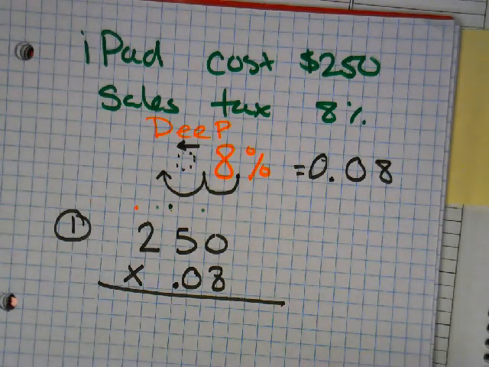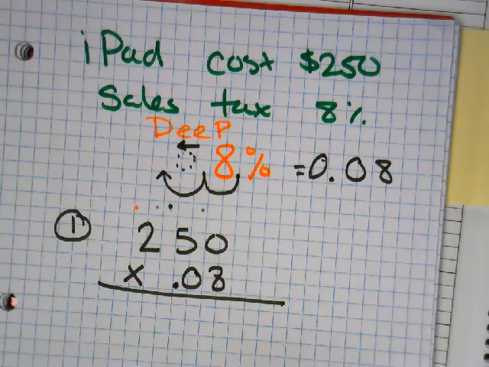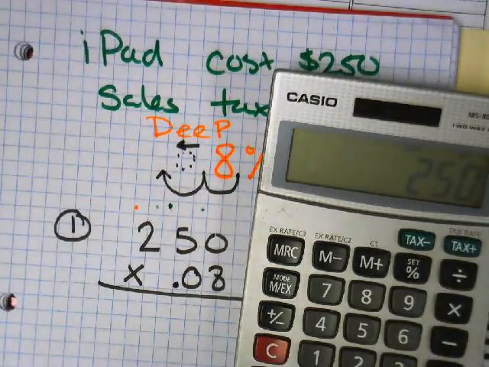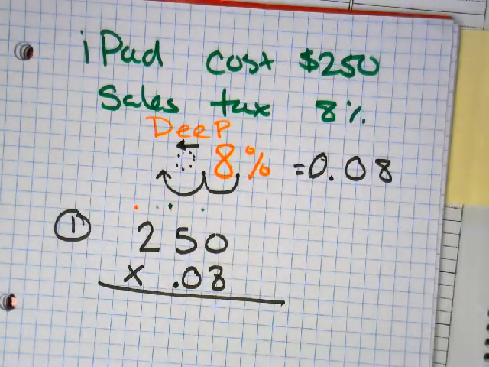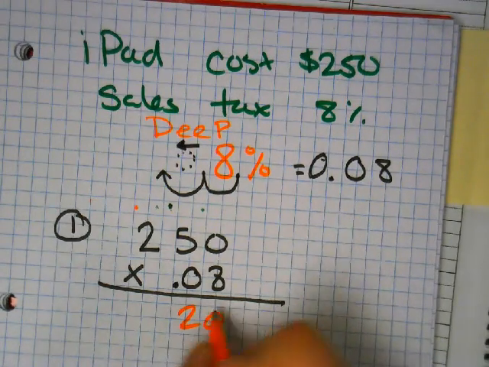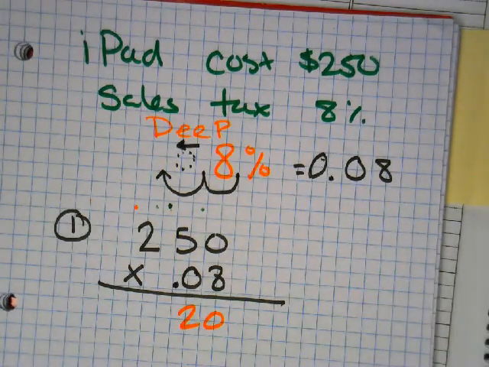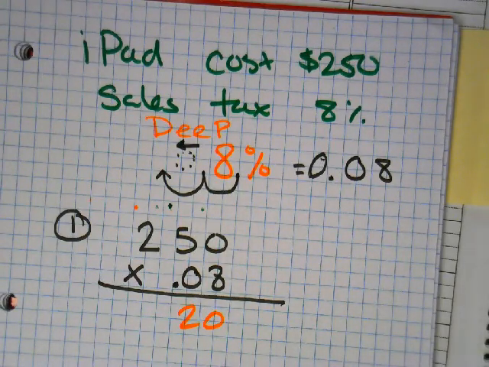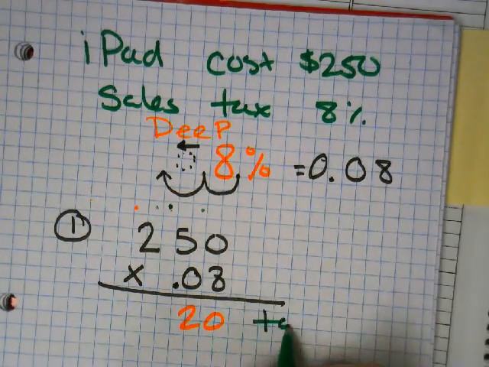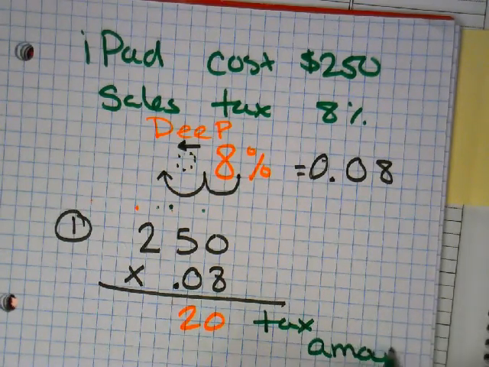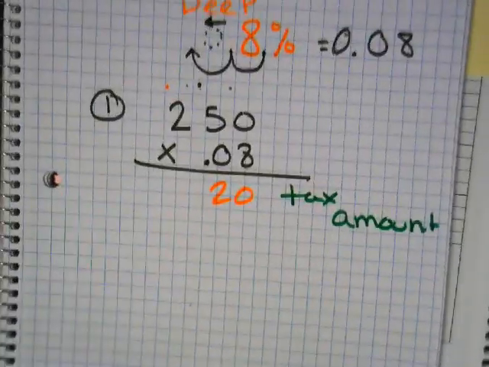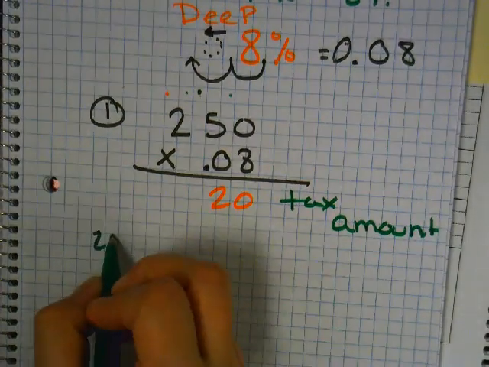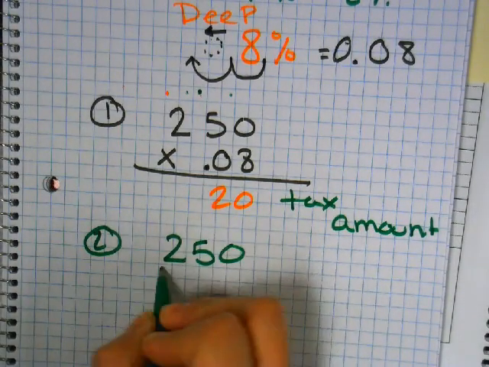All right. What do we get when we typed it into the calculator? 250 times 0.08 equals 20. If you get like 200 or 2,000, you're not typing in that 0.0. That's the mistake. All right, what's our second step? This is called your tax amount. Then you add it, which is sad. 250 plus $20.